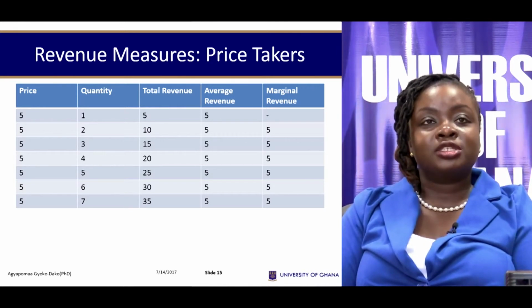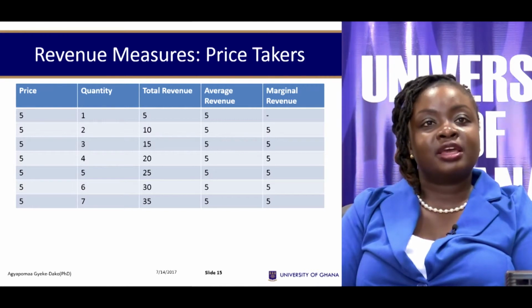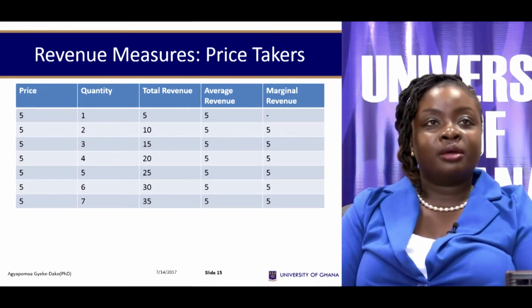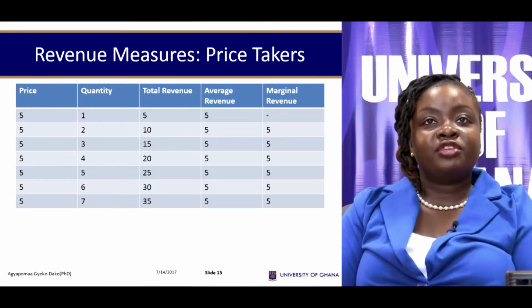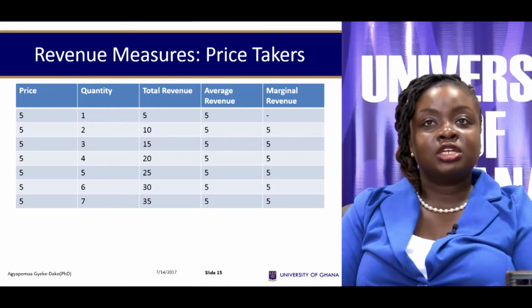So I have quantities 1, 2, 3, 4, 5, 6, 7, and for each of them we are going to be having the price remaining at 5. Total revenue is what is given to you over there, and the average revenue you can calculate. That would be the total revenue divided by the output, and the marginal revenue obviously would be the change in total revenue divided by the change in output sold.